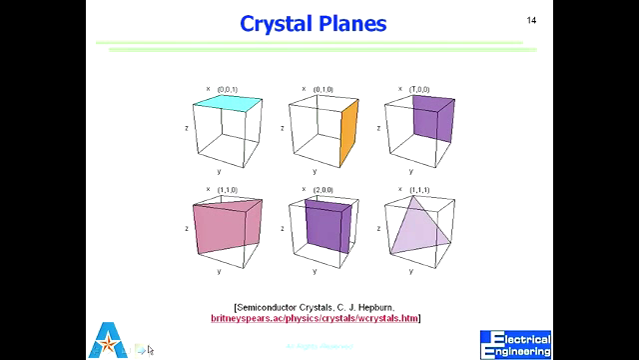Make sense? Why is it important? Again, whatever plane is available on that wafer will define the properties of that wafer: properties of etching, properties of oxide growth, because there will be different atoms available in that.